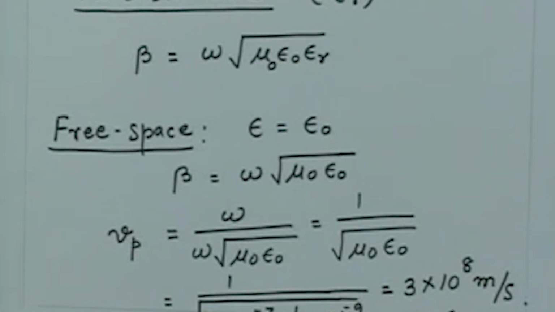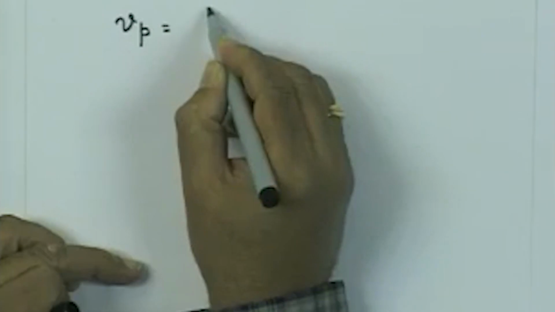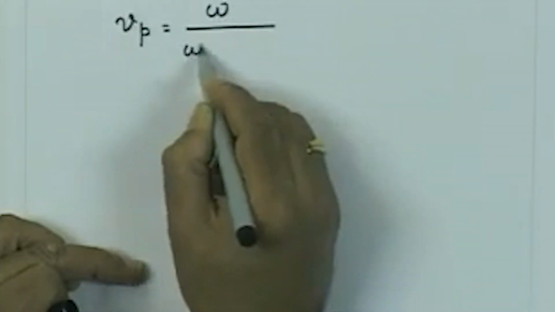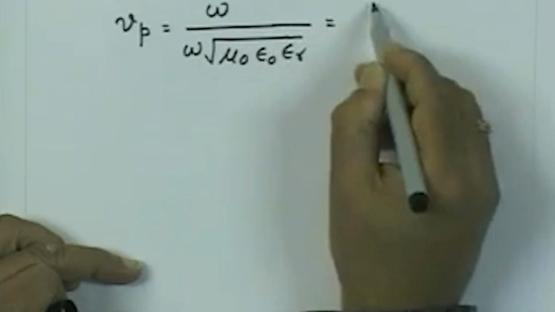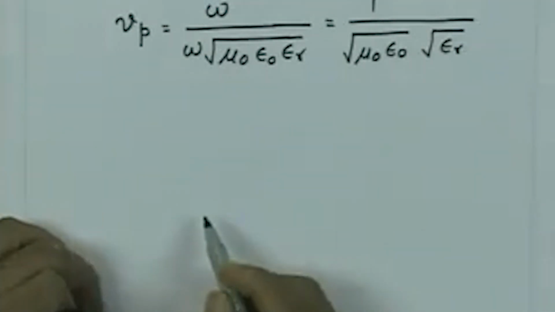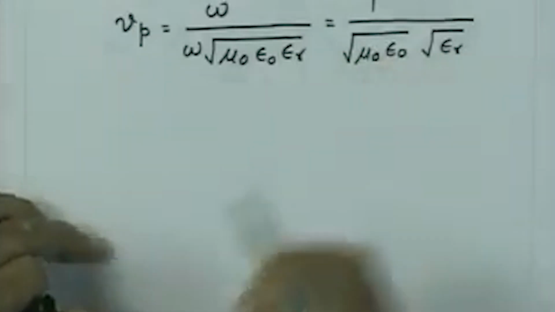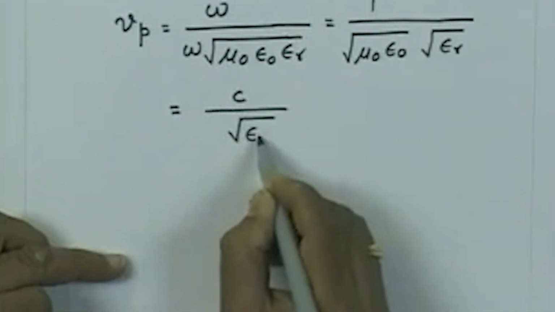So what we can do is substitute from this one into this. 1 upon square root mu 0 epsilon 0 is the velocity of light in vacuum, and normally this is denoted by the parameter small c. So essentially the velocity of the wave in a dielectric medium, Vp, will be omega divided by omega square root mu 0 epsilon 0 epsilon r, which is 1 upon square root mu 0 epsilon 0 times 1 upon square root epsilon r, and 1 upon square root mu 0 epsilon 0 is nothing but the velocity of light in vacuum, which is c. So that is equal to c divided by square root epsilon r.